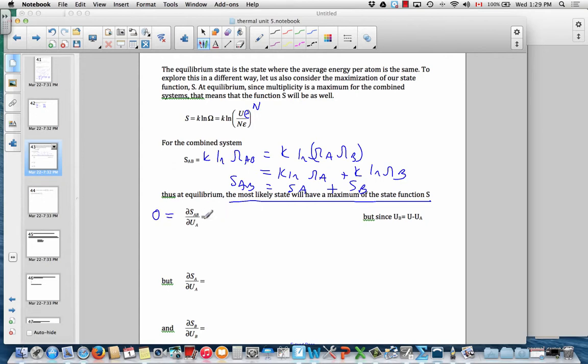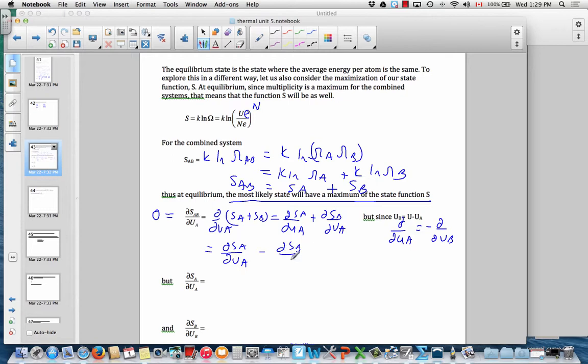derivative is 0. So the SAB function we just showed was SA plus SB. So that is the derivative for the first block of material, and then there's the derivative for the second block of material. But since B and A are related by a minus sign, the partial with respect to energy A is the negative partial with respect to energy B. So I get, substituting that in, this expression here. But what are these derivatives? So I've got to differentiate this now.